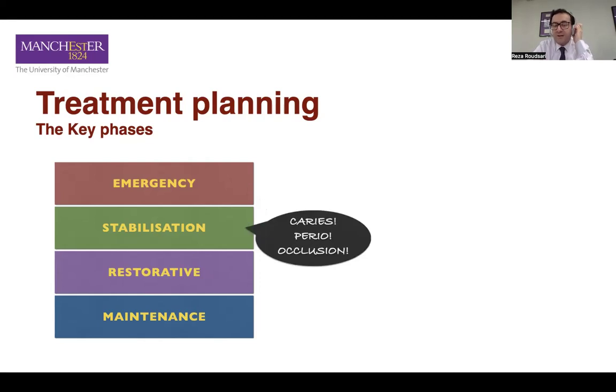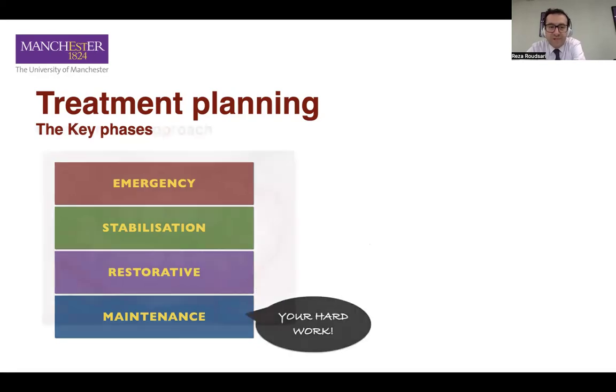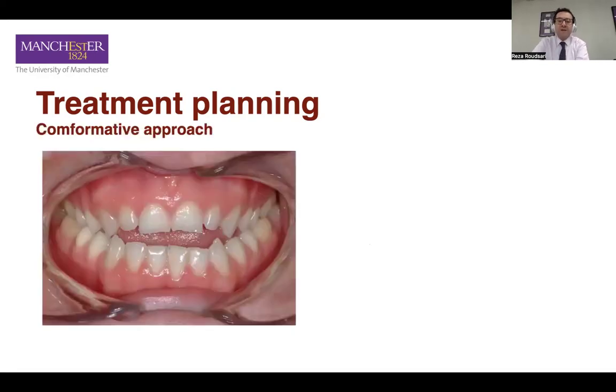So when it comes to stabilization, again, you have to make sure you're risk assessing and risk managing patients for caries, for perio, for occlusion, as well as now for tooth wear. And then once you stabilize the patient, you go ahead and restore what needs restoring. And then finally, maintain your hardware. Now, let's give you some examples.